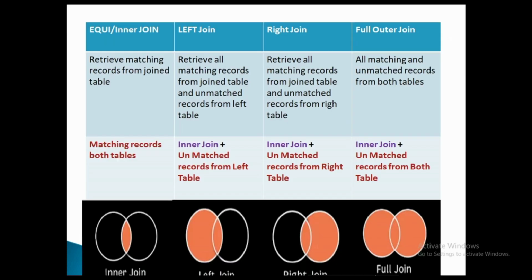What are joins' different types? Inner join: it's like matching records from the joining tables. Left join is a combination of inner join and unmatched records from the left table. Right join is inner join plus unmatched records from the right table. Full outer join is a combination of inner, left and right join, meaning matching records and unmatched records from both tables.